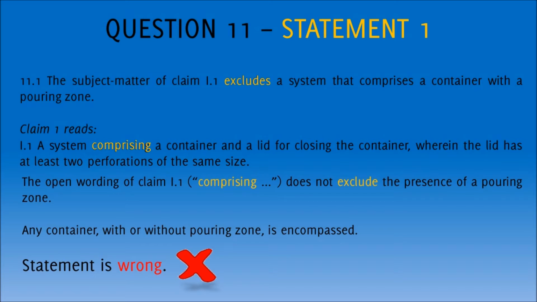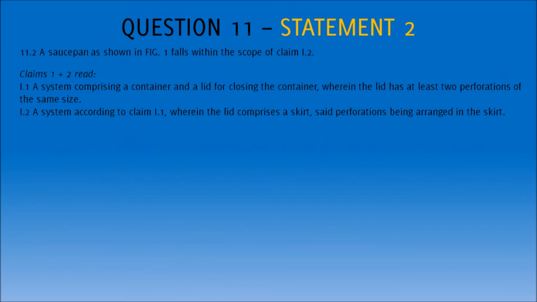And that was quite easy. That was the first statement of the first question. So they started a bit easy here, I would say. Let's go to the second statement of question 11. It says, a saucepan as shown in figure 1 falls within the scope of claim 1.2.